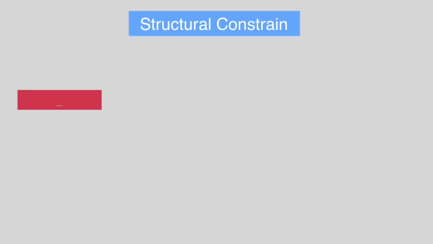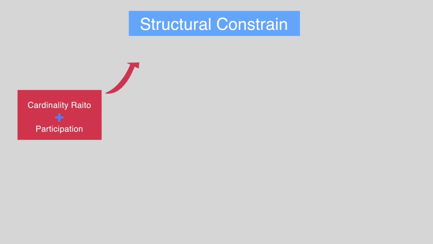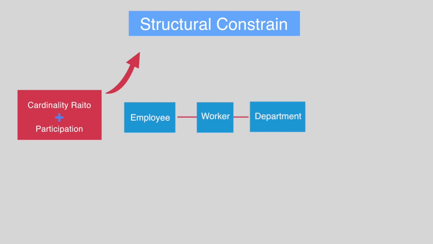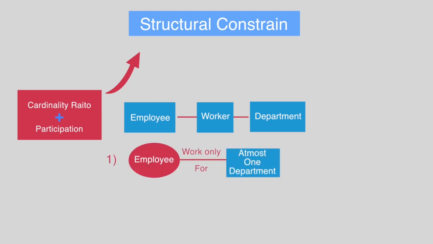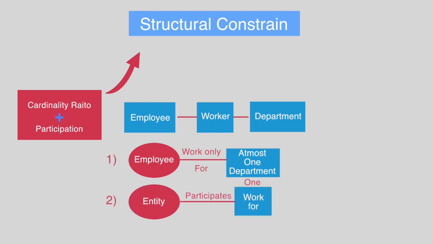Structural constraint. If the cardinality ratio and participation constraint are taken together, then it is a structural constraint. For example, employee in works for relationship can be taken as a structural constraint because of two conditions. Condition 1 is an employee can work for at most one department, and Condition 2 is the employee entity can exist only if it participates in at least one works for relationship.